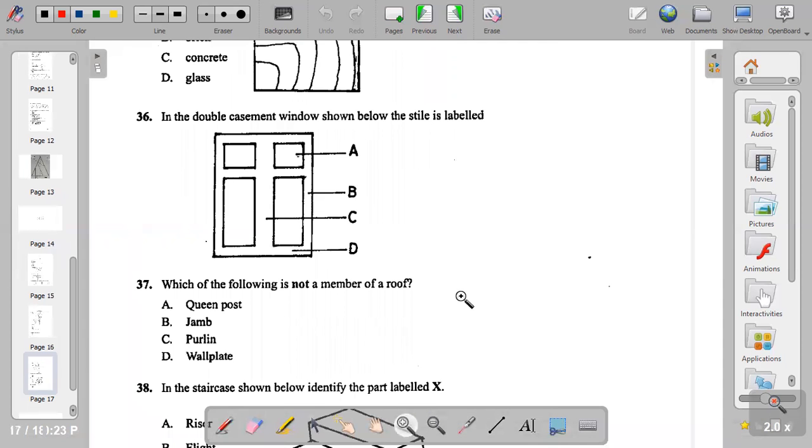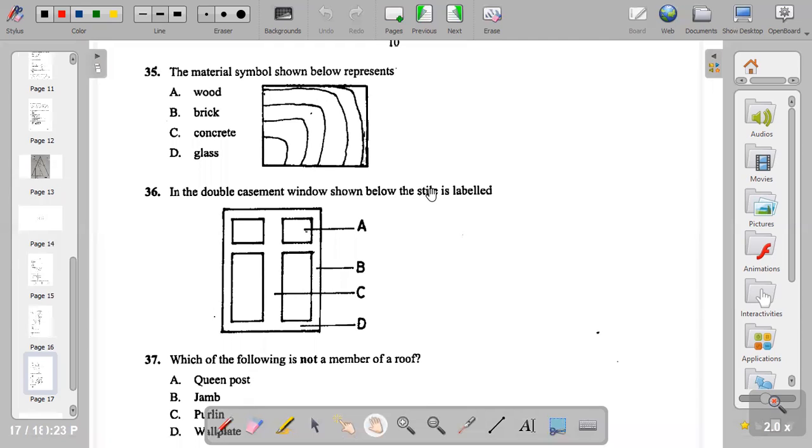I move on to question 35. So let's see question 35. Now, the material symbol shown below represents A, wood, B, brick, C, concrete, D, glass. The material symbol shown below represents wood. This is used to represent wood. So the answer to question 35 is A.